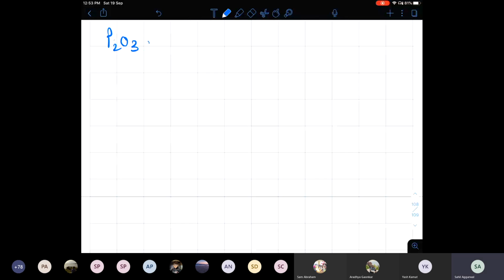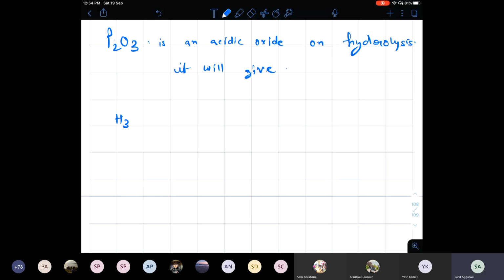P2O3 is an acidic oxide. On hydrolysis, meaning adding of water, it will give: H3PO4, H3PO3, H3PO2, H4P2O7.